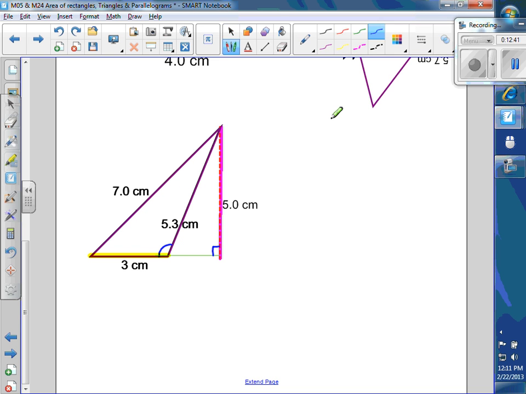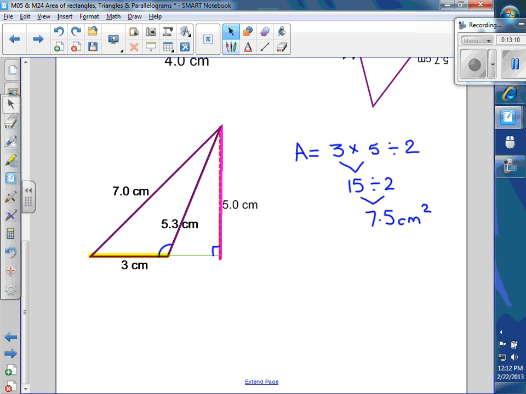So in this problem, the area of the triangle is the base of 3 times the height of 5. Whoops. Height of 5 divided by 2. So this is 15 divided by 2, which is 7.5 centimeters squared. So that's the area of triangles. That's how you do the area of triangles.